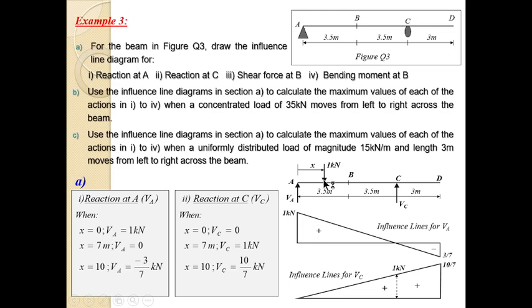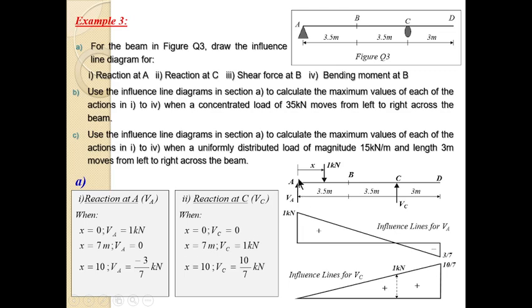We introduce a unit load, that is a load of 1 kilonewton, taking support A as a reference point. This load is moving, that's why we keep x, because this x can change. So when x is equal to 0, this 1 kilonewton load will be directly on top of VA. And because of that, the value of VA will be 1, because VA will be carrying the load completely on its own. So the value of VA will be 1 kilonewton.